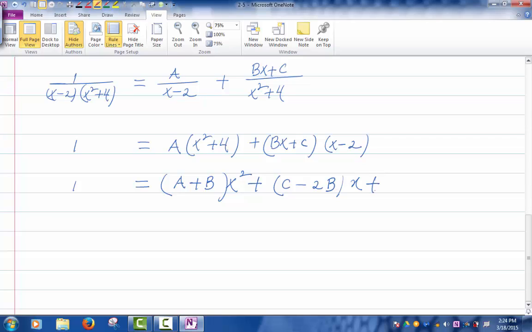And what's left? The constant. So constant would be, you get 4a from the first, and from the last you get negative 2c. Am I right? Okay.